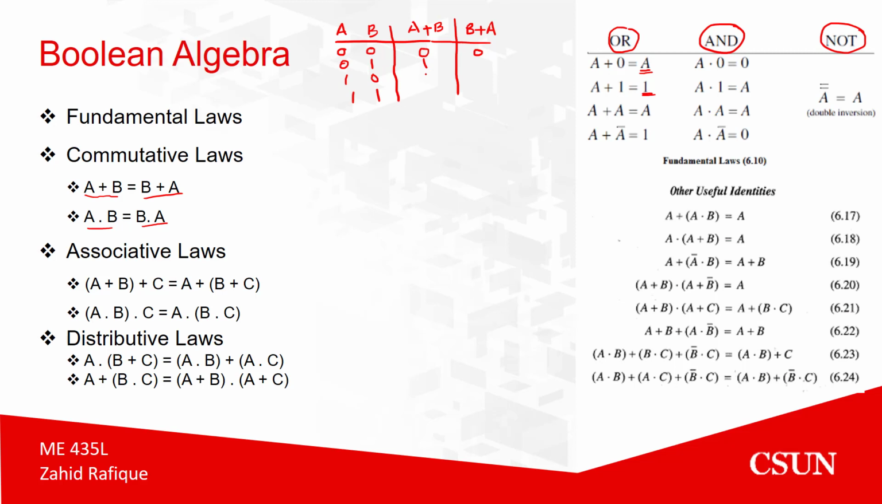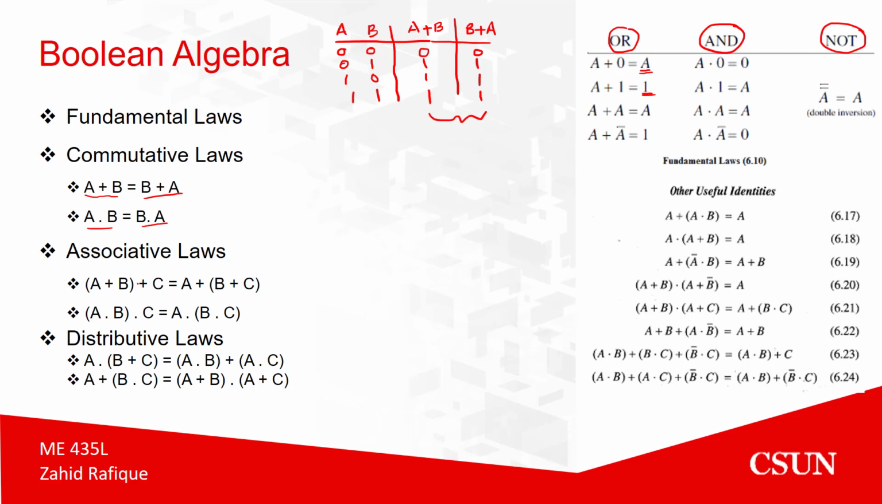1 or 0, output is going to be 1. 1 or 1, your output is going to be 1. Now B or A column. So B is 1 or 0, output is going to be 1. B is 0 or 1, output is going to be 1. B is 1, A is 1, your output is going to be 1. And these two columns, they are the same. So that means the equality holds true.